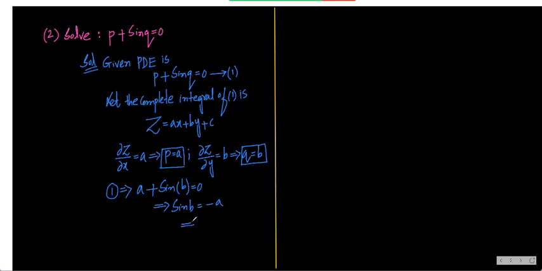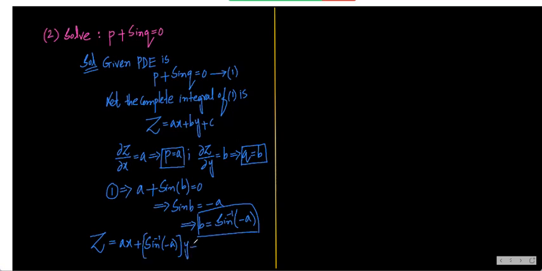This implies that the b value is equal to sin inverse of minus a. After getting this value of b, we have to substitute it in our equation number 2. Then our complete integral will become z = ax + b value, and b value should be in terms of a only, sin inverse of minus a times y, plus c. That's it. This is called the complete integral of the standard form 1.